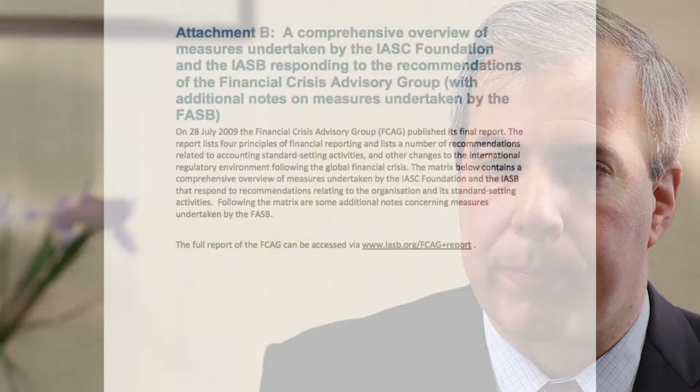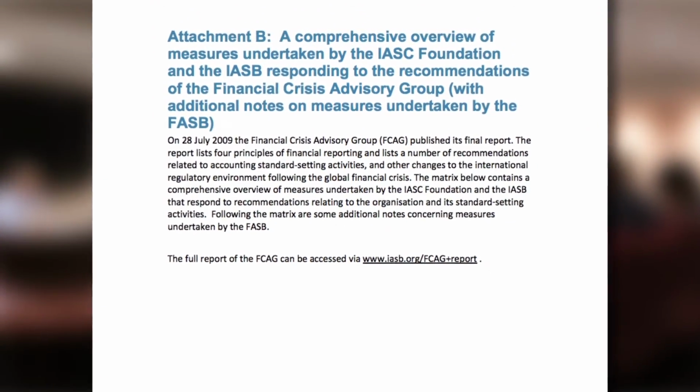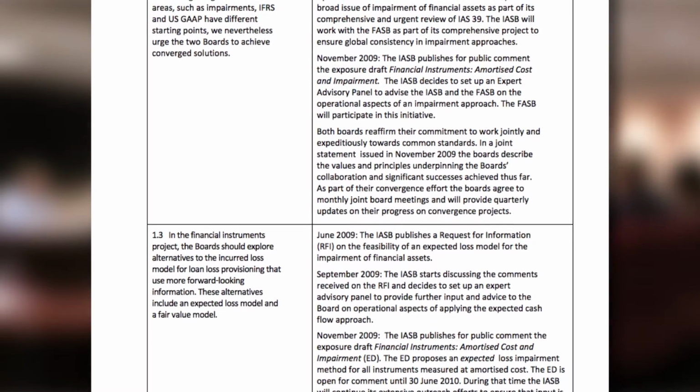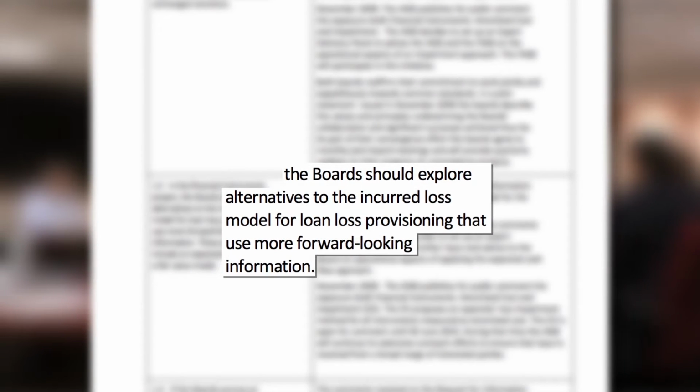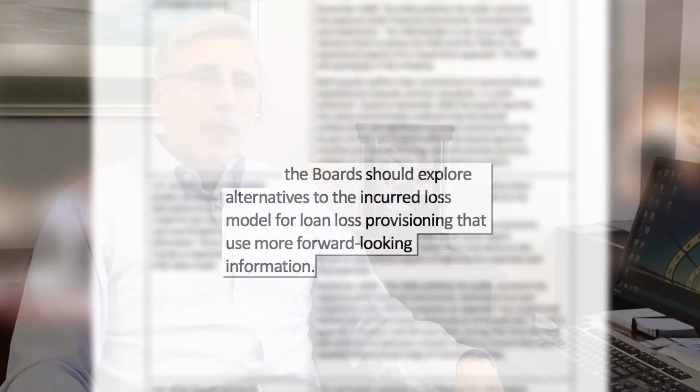In October of 2008, the FASB and the International Accounting Standards Board established a Financial Crisis Advisory Group, or FCAG, to advise the boards on improvements to financial reporting in response to the financial crisis. The FCAG identified delayed recognition of credit losses as a weakness in current GAAP. Consistent with what we'd heard from other stakeholders, FCAG recommended the boards explore more forward-looking alternatives to today's incurred loss methodology. During this time period, stakeholders were frustrated.